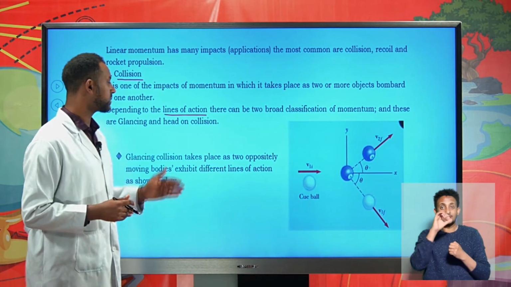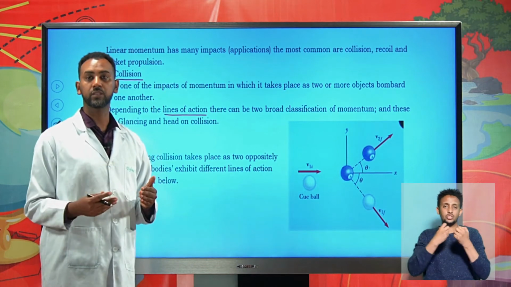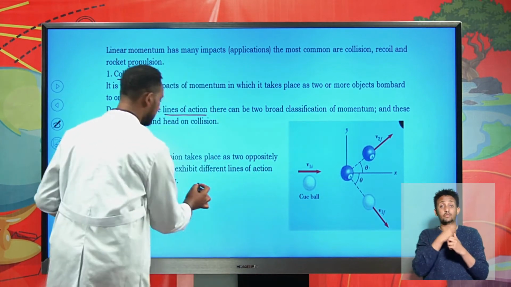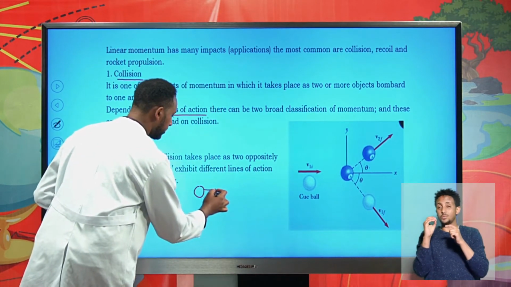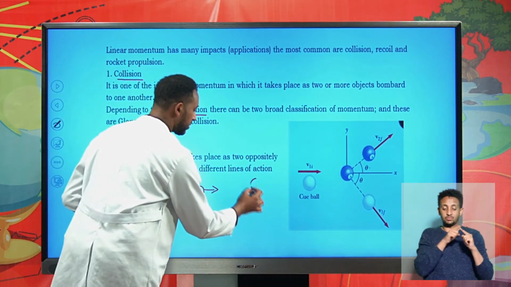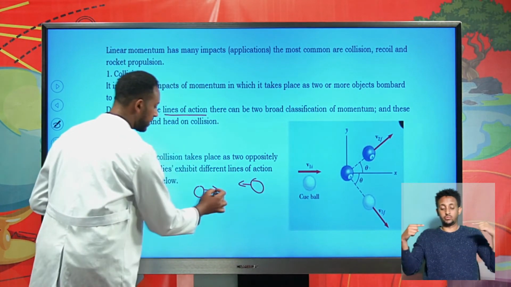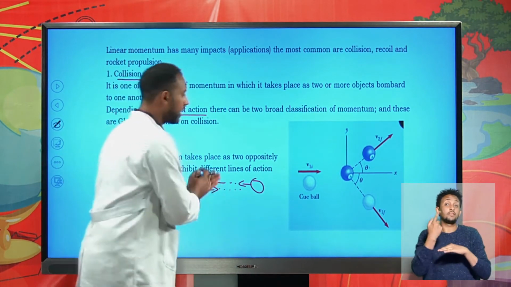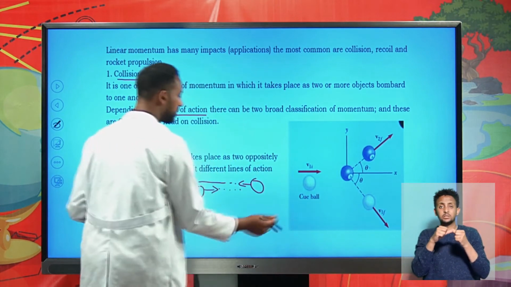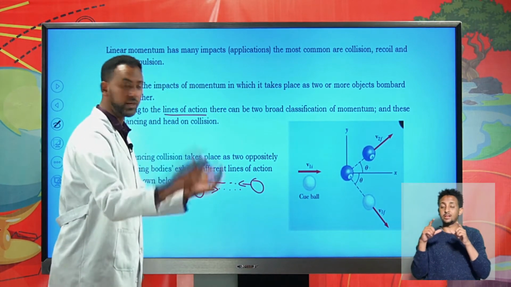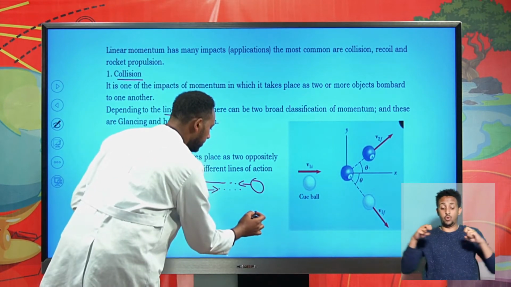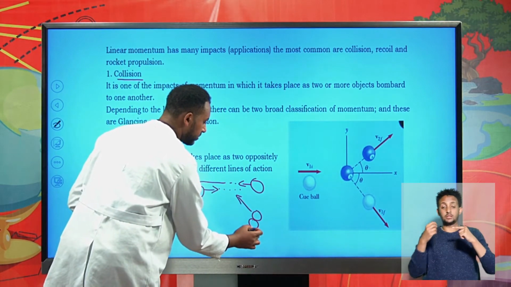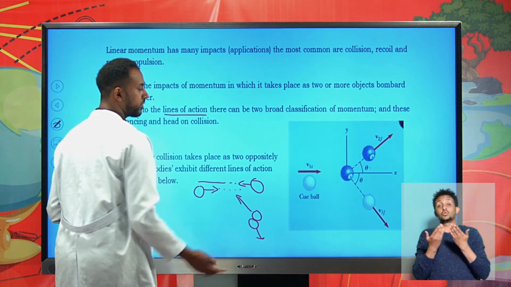Glancing collision has two different lines of action before and after collision. Suppose here you have two objects. Let's say that object 1 is moving in this direction, and we have another object moving in this direction. These are their lines of action before collision. After they collide together, their lines of action will be changed. For example, after collision, this object might tend to move in this direction and the other object might move in this direction. So their lines of action differ.